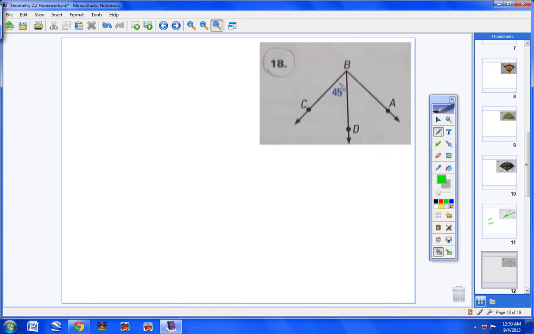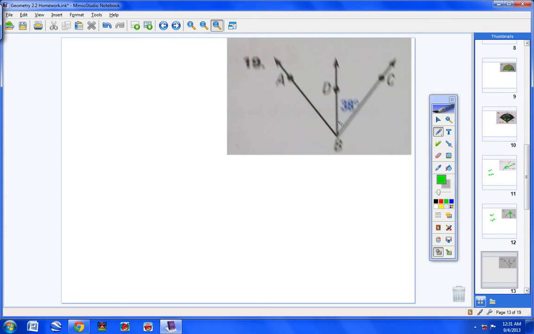All right, 45 degrees is this little angle here, and BD does cut this whole big angle right in half. So if that's true, and this little angle is 45, then this little angle right here has to be 45. So they want to know, what is the measurement of the whole angle all the way across? Well, 45 plus 45 would be 90 degrees. And is that acute, obtuse, right, or straight? Well, that would be a right angle. All right, moving on to number 19.